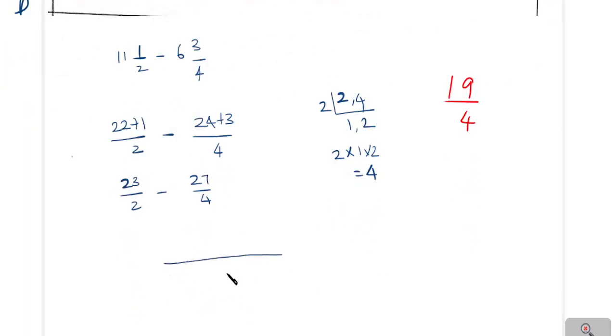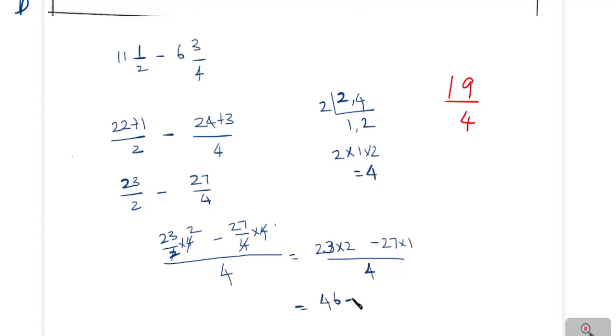So 4, you can multiply 23 by 2 into 4 minus 27 by 4 into 4. So you can cancel 2 times, you can cancel 4 1 times. So you can write it as 23 into 2 minus 27 into 1 by 4.